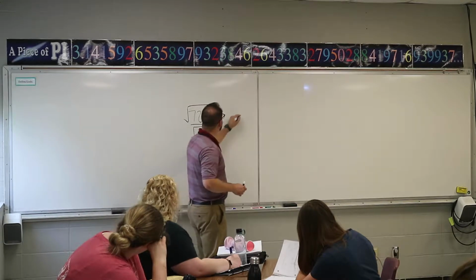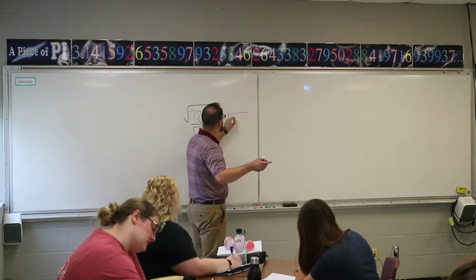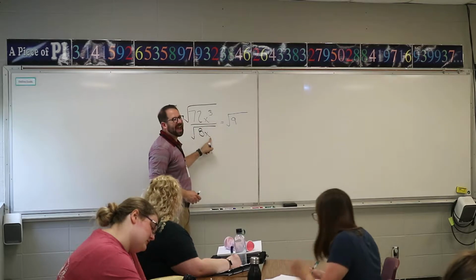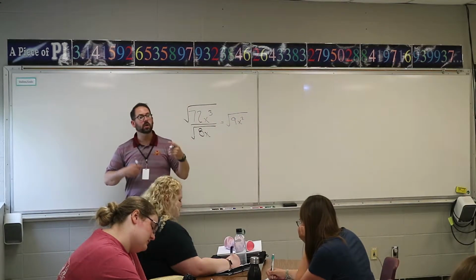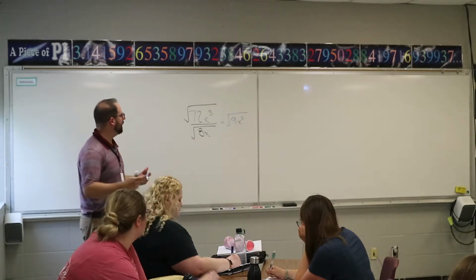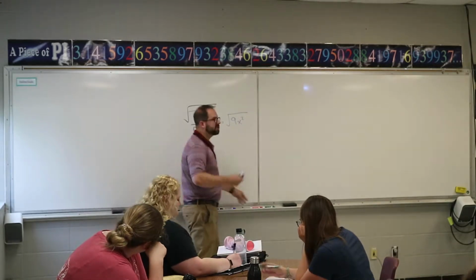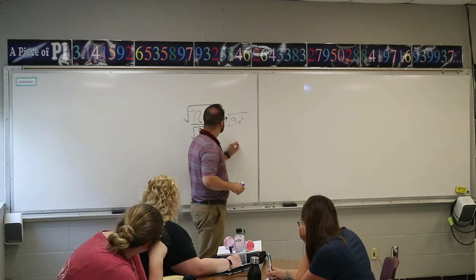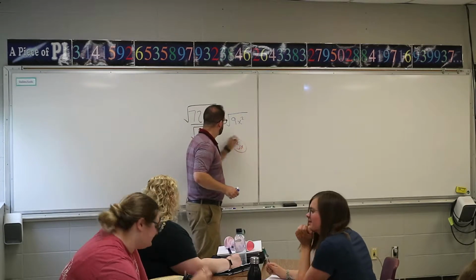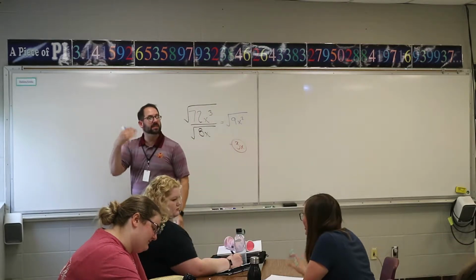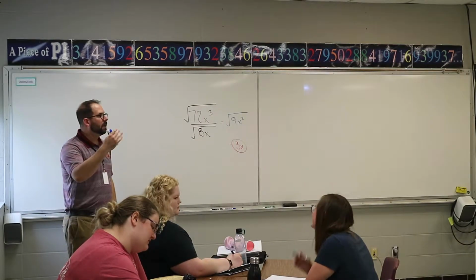So what is 72 divided by 8? 9. X cubed divided by x? X squared. Now, you can just take the square root of that, and that's your answer. So what is the square root of 9? 3. What's the square root of x squared? X. Done. There's your answer. Some people didn't recognize the ease of how you could do that. Holy cow.